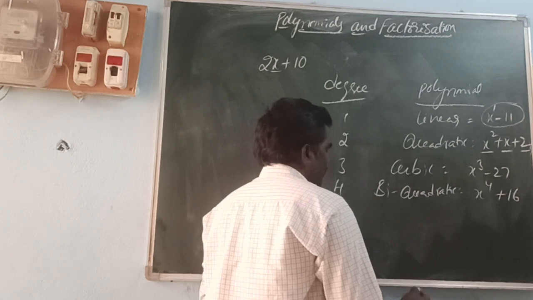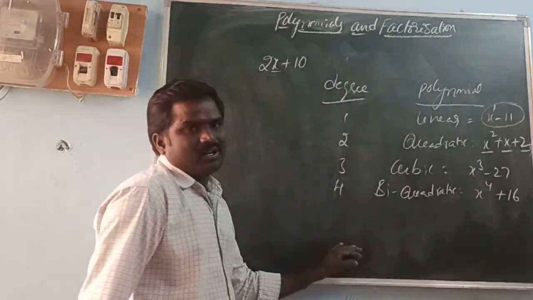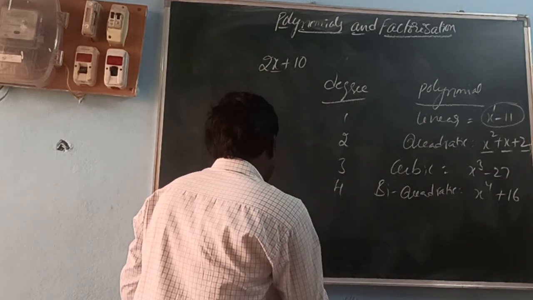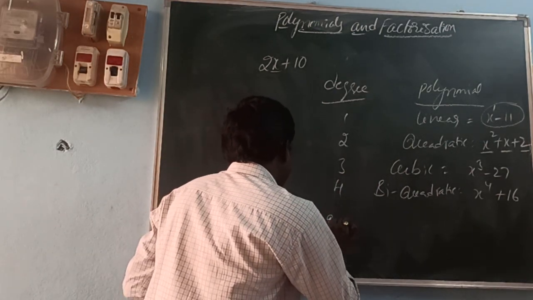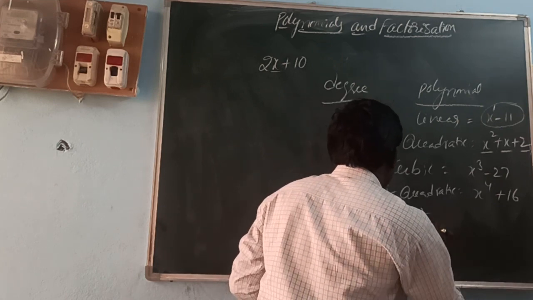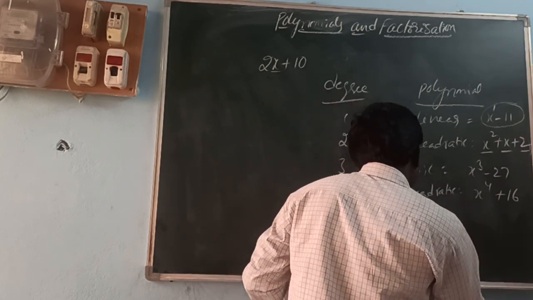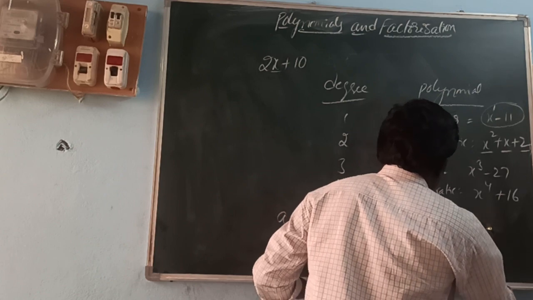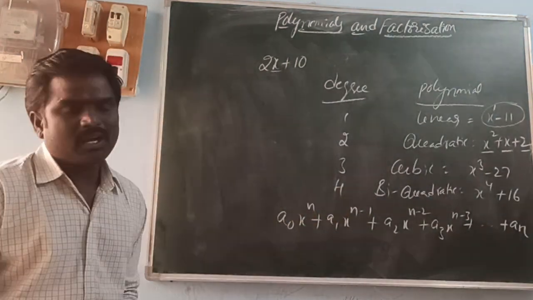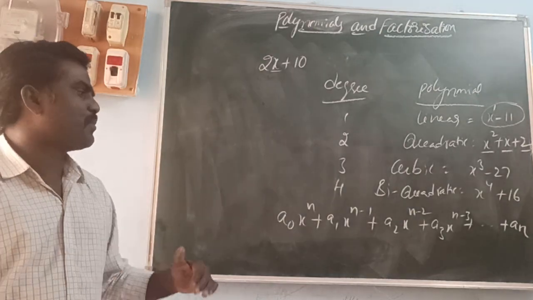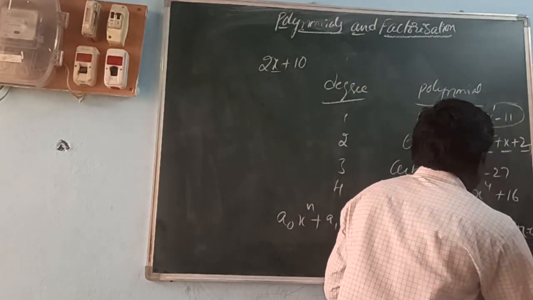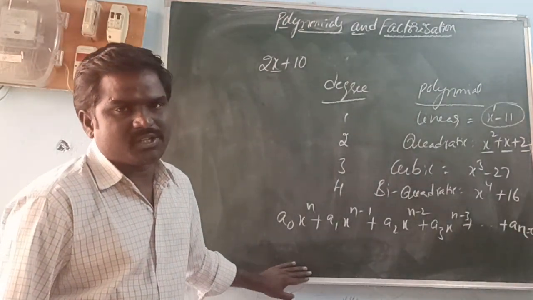If the degree is n, that is called an nth degree polynomial. Okay, the general form of polynomial equation is a0 x power n plus a1 x power n minus 1 plus a2 x power n minus 2 plus a3 x power n minus 3 plus and so on plus an. Okay, this is called the general form of polynomial. When this polynomial is equal to 0, it is called a polynomial equation.